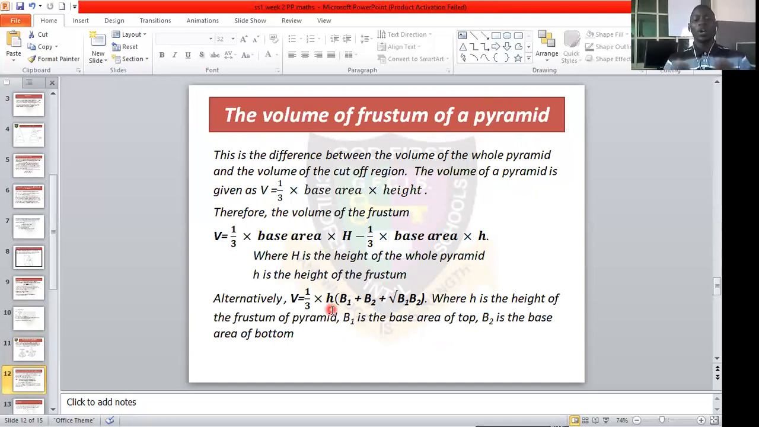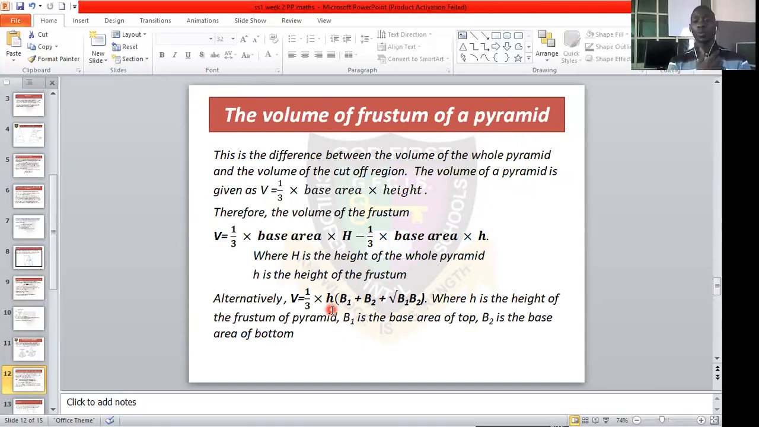Frustum of a pyramid. Recall that when we treated the volume of the pyramid in our last class, I told you the volume of the pyramid is given as 1/3 times base area times height. In this case, why are we using base area? Because a pyramid can have a square base or a rectangular base.